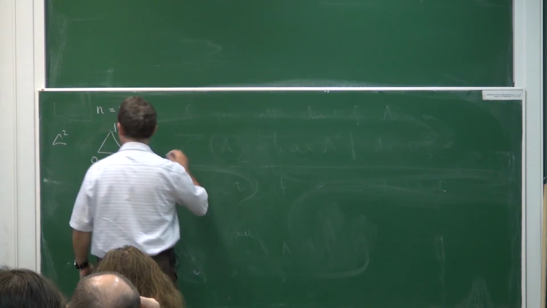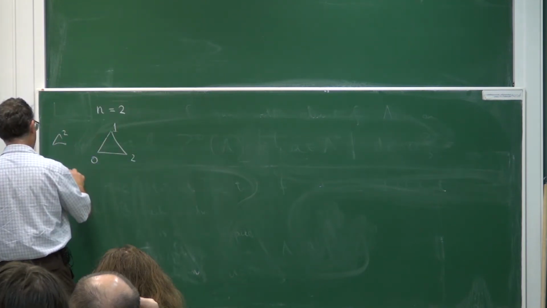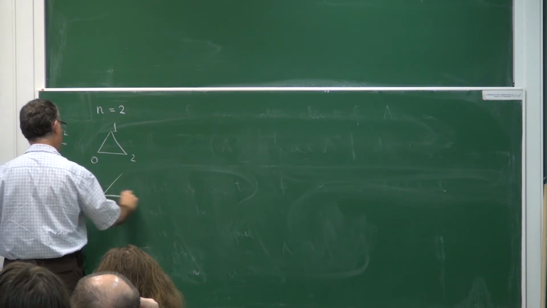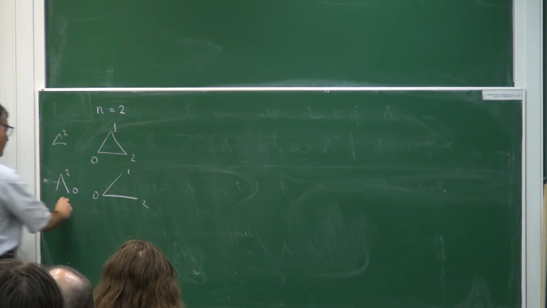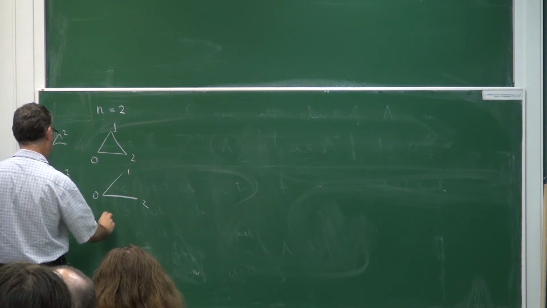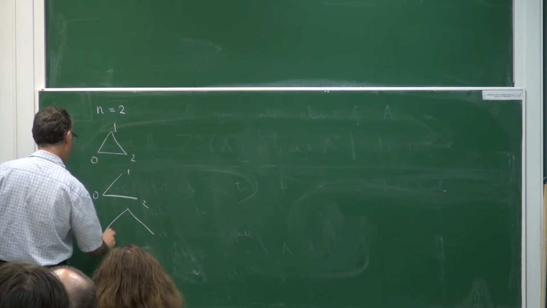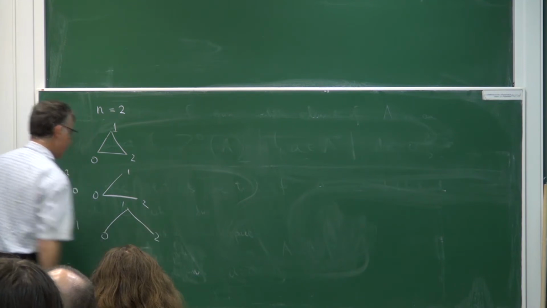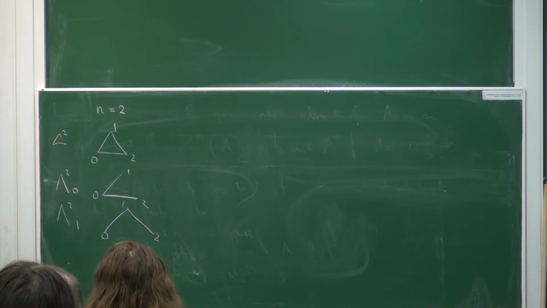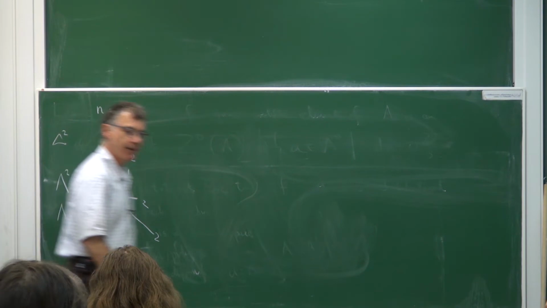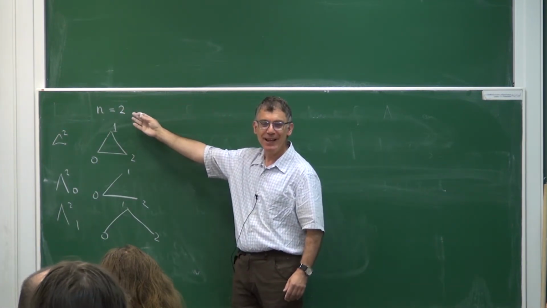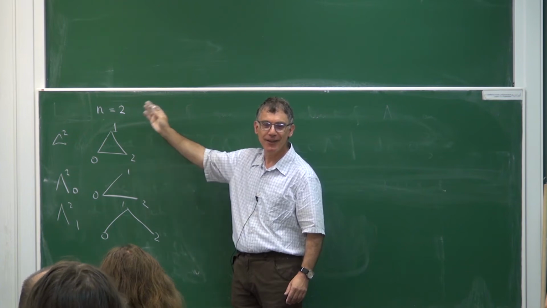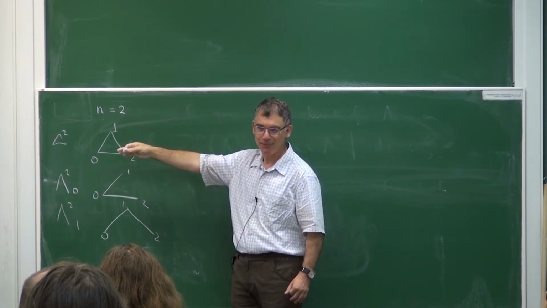And so Lambda 2, 0 looks like that picture. Lambda 2, 1 looks like this picture, okay? And you can do this in lower dimensions. You could do it with n equals 1. For n equals 1, you just get one end of the 1-simplex or the other.